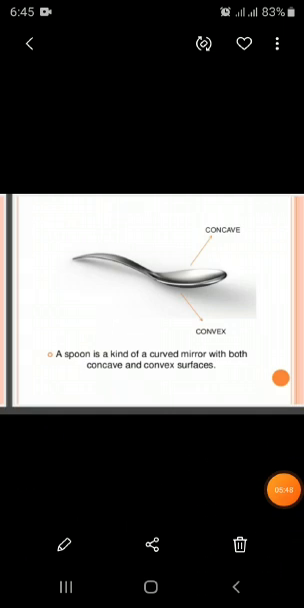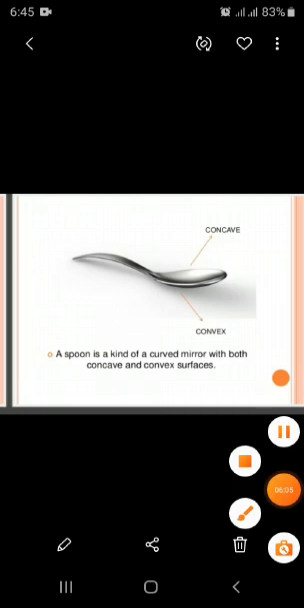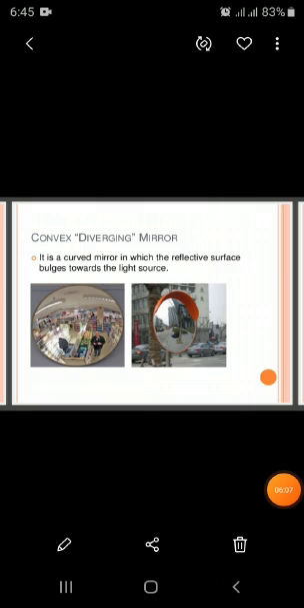And look at this spoon. It has two sides. Now one is concave and the other is convex. A spoon is actually a kind of curved mirror with both concave and convex surfaces. The concave side is curved inward, while the convex side is curved outward. Now the next topic is about the convex mirror.